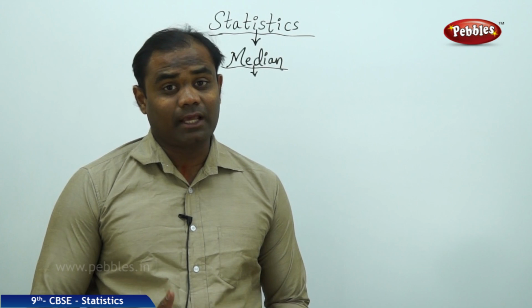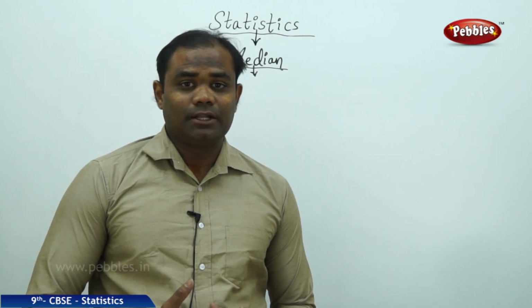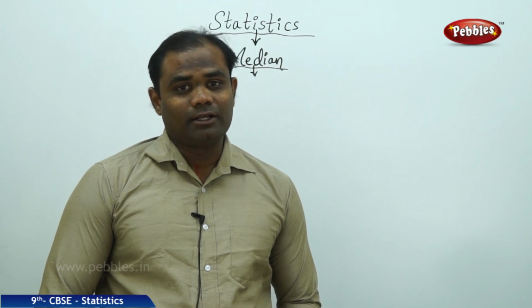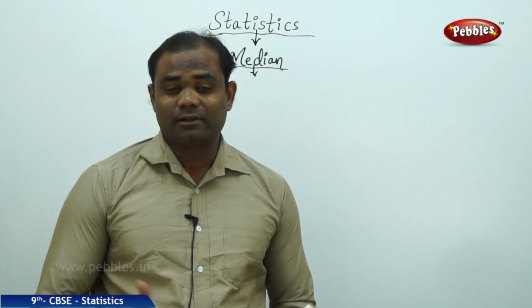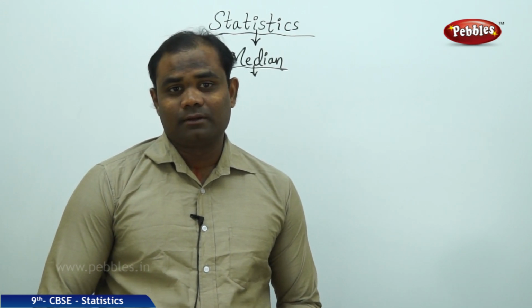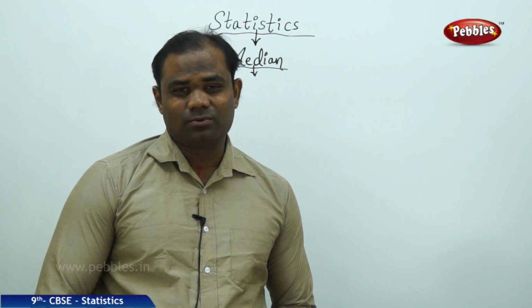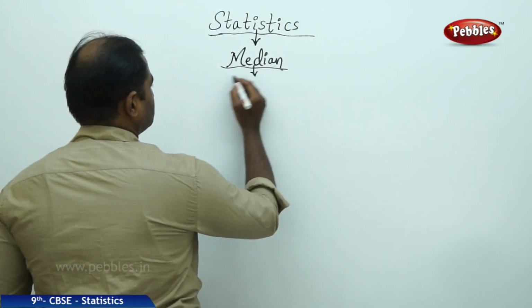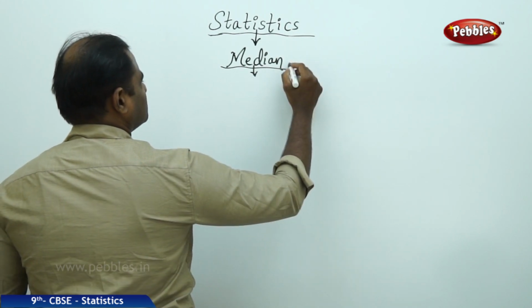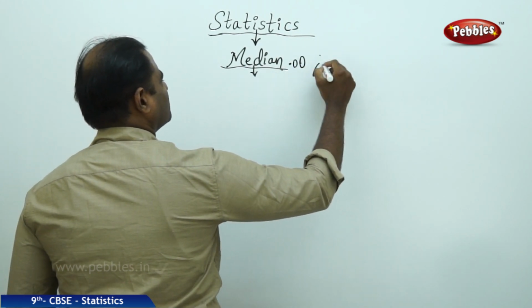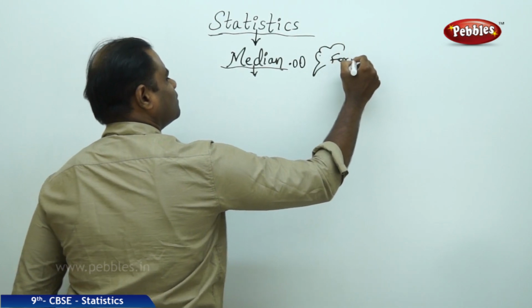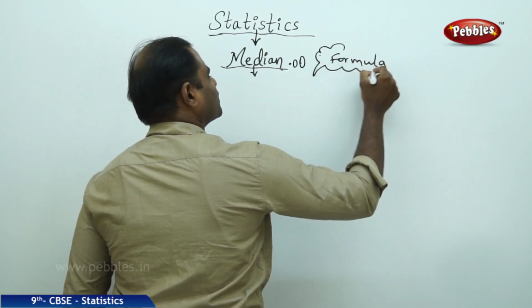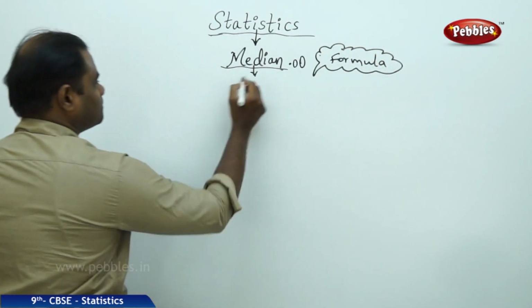Now that we have come across 2 different cases that arose in the previous example, when n is 7 and when n is 8, it has given us a new concept of understanding that there are 2 cases which arise when you calculate median. Case 1, n is even. Case 2, n is odd. So here, let's see the formula for calculating median.